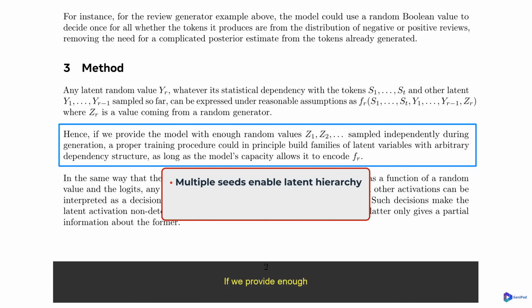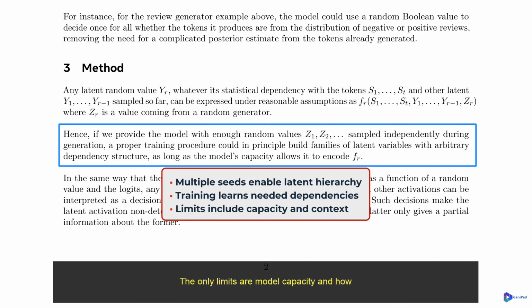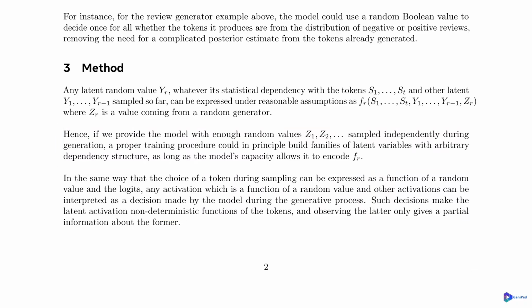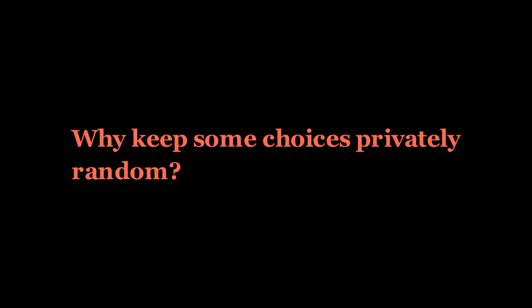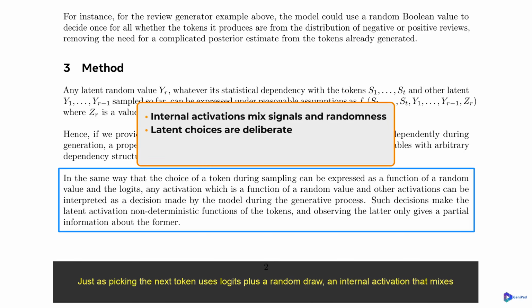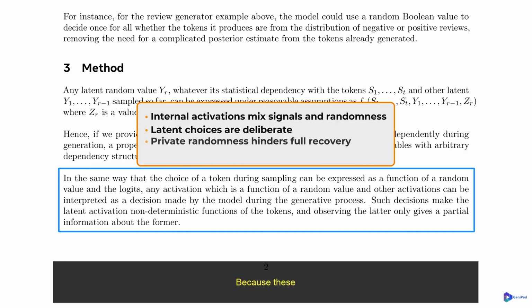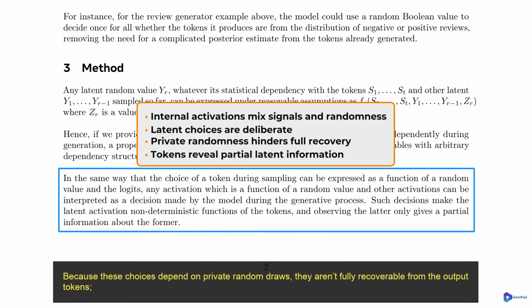If we provide enough independent random seeds during generation, training can shape a rich hierarchy of latents with whatever dependency structure the task needs. The only limits are model capacity and how much context it can carry. Just as picking the next token uses logits plus a random draw, an internal activation that mixes learned signals with randomness is a deliberate choice the model makes while generating. Because these choices depend on private random draws, they aren't fully recoverable from the output tokens. The tokens reveal only partial information about the latent decisions.